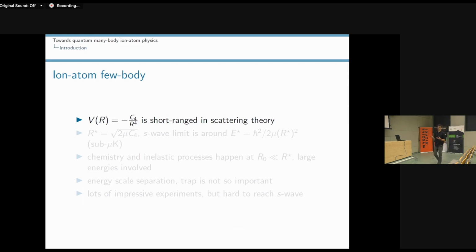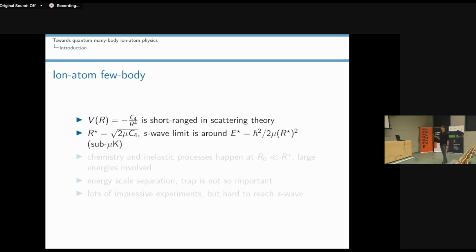So in principle, if you imagine collision theory, there will be modifications to the threshold laws, but it's all cosmetics, essentially. There is a Langevin rate which is independent of energy. We can easily take this into account. But from the many-body perspective, what is crucial is that this characteristic range of the potential is much, much longer than for neutral atoms. And the energy corresponding to this characteristic range is, on the other hand, much, much smaller.